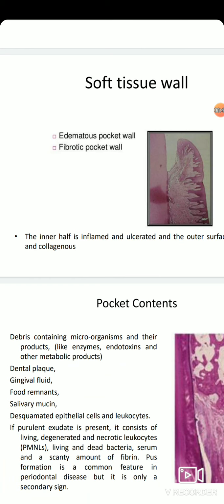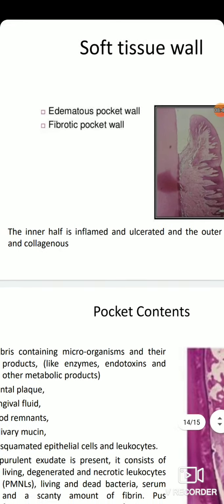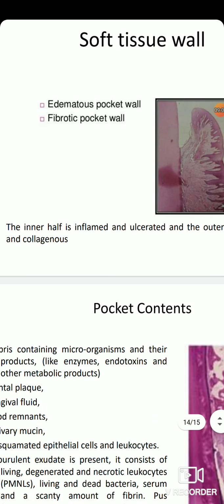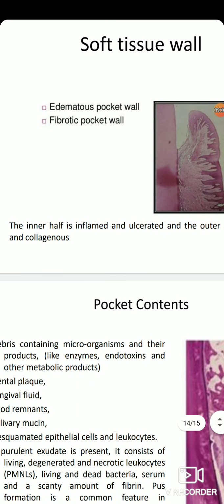The soft tissue wall of the pocket is generally of two types, that is an edematous pocket and a fibrotic pocket. So a fibrotic pocket is more fibrous. Edematous pockets will have an inner half of inflamed and ulcerated epithelium, and the outer wall is collagenous, which is an edematous type of pocket.